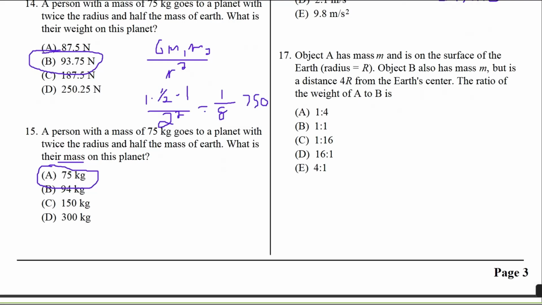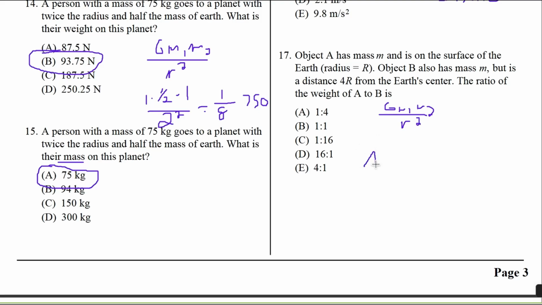17. So we have an object going in a circle. We have two objects standing on the surface of these two planets. They want to know what is the ratio of the weights at location A and location B. They both have the same mass, but they're at different locations. So the equation is going to be G m1 m2 over r squared.